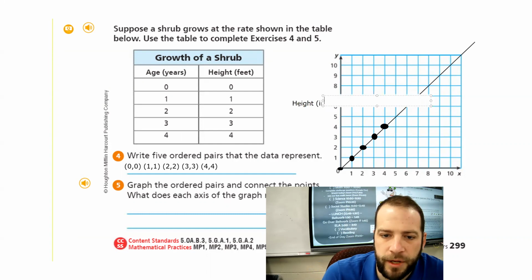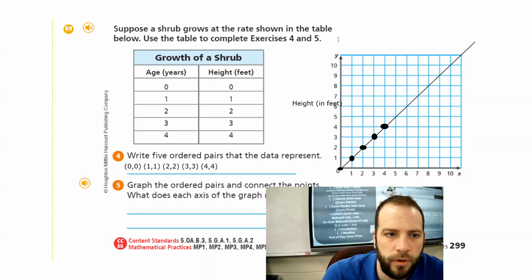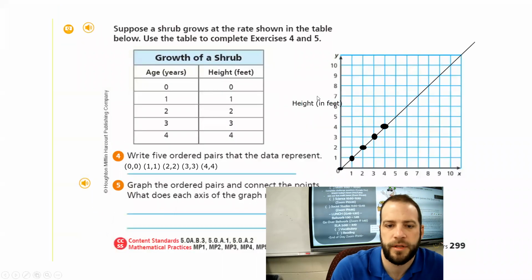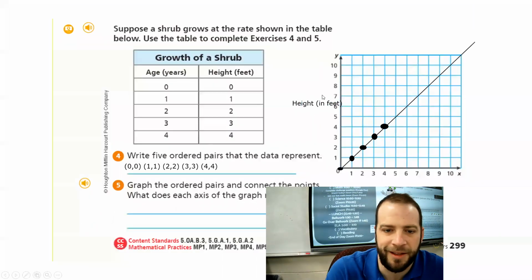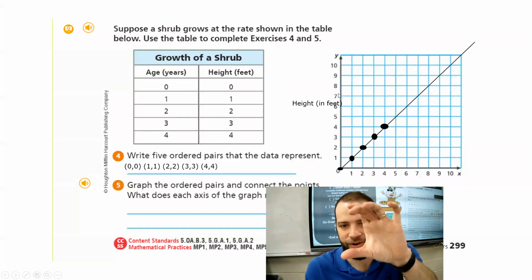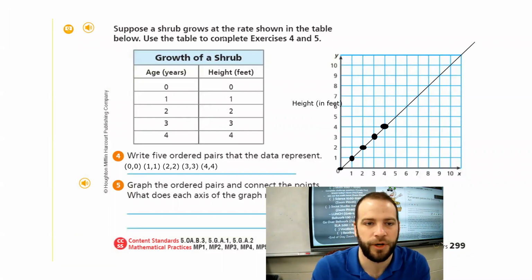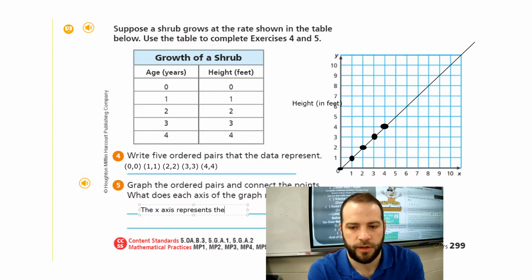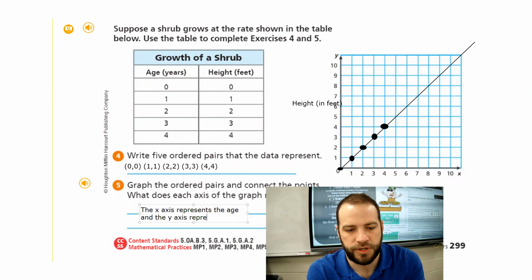And then if you're ever to make your own grid, man, I'm messing this whole thing up. All right, you guys get it. I wanted to turn it to make it look a little prettier, but it is what it is. So the x-axis represents the age, and the y-axis represents the height.